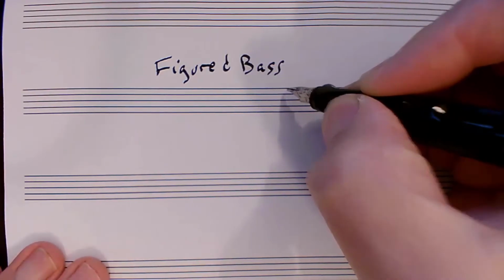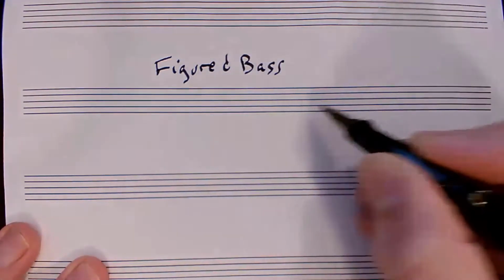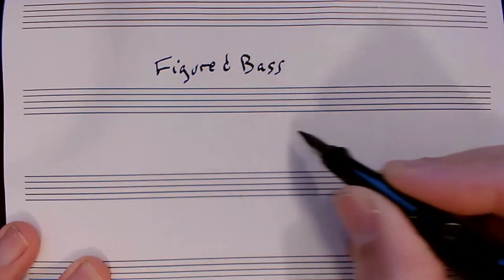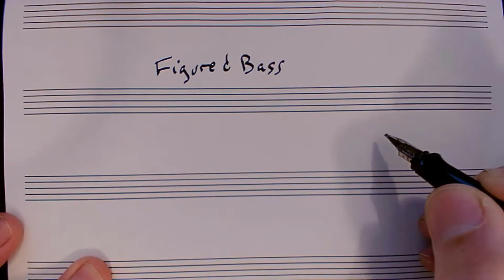In this video, we're going to talk about figured bass. Figured bass is a system in which a bass line is written, and underneath the bass line there are a series of numbers and symbols that indicate what the harmony is above that bass line.